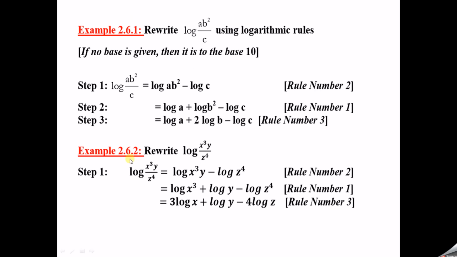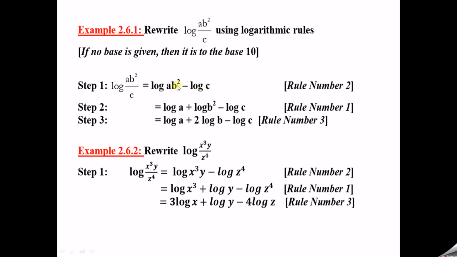Now let us look at these two examples where we are rewriting the logarithmic expression and expanding it. So we have to rewrite log AB square divided by C using logarithmic rules. So let us take log AB square by C. There is a division. So when there is division, we have log AB square divided by C is equal to logarithm of numerator, that is AB square, minus logarithm of denominator, log C. So whenever there is division, we will get minus in between the logarithm of numerator minus logarithm of denominator.